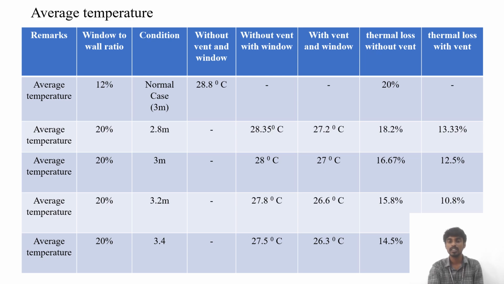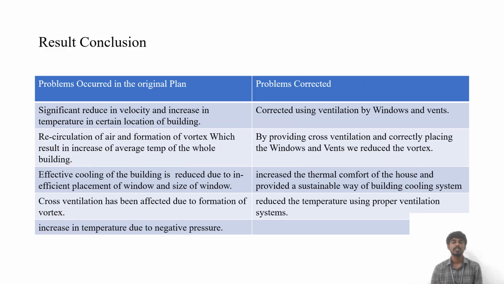Eventually, I am going to the next slide. So as you can see, this is the result conclusion. The left side is the problem that occurred in the original plan, and the problems are corrected on the right side. The main problems are the recirculation of air, increase in negative pressure, increase in temperature, and reduction in velocity, which we have corrected using 8 different plans.